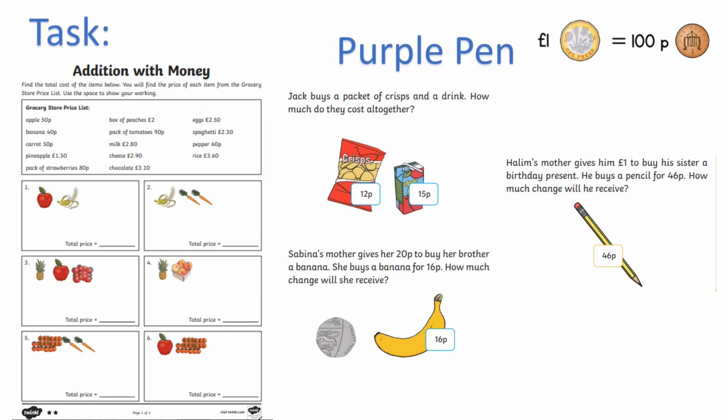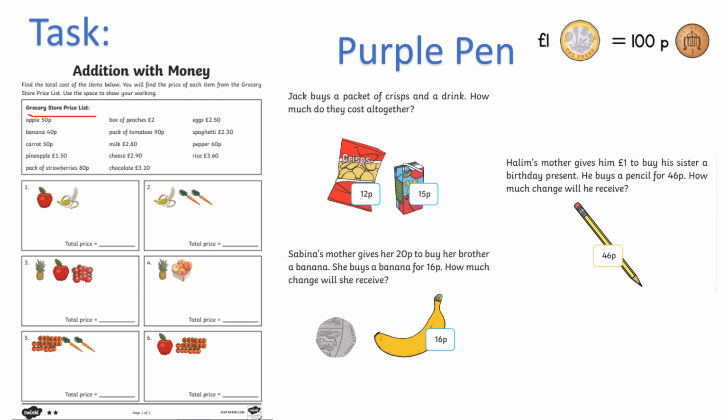So now we have a few tasks. There's a task over here. You have to find the total cost of the items below. So over here you have a grocery store price list. Over here you have to find the items from this list and then use the space to show your working out.